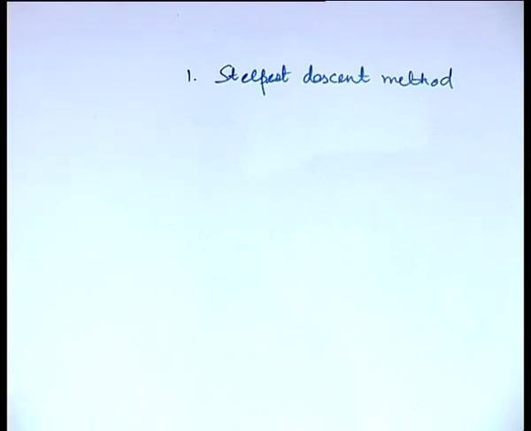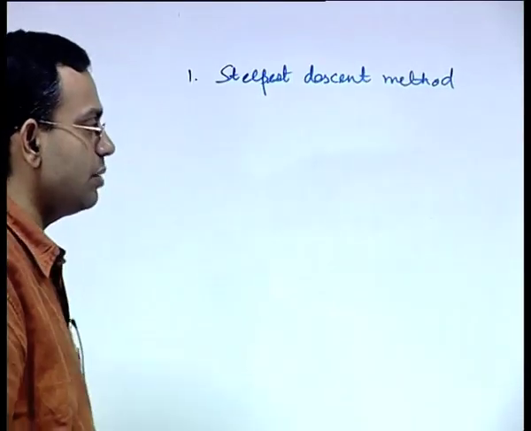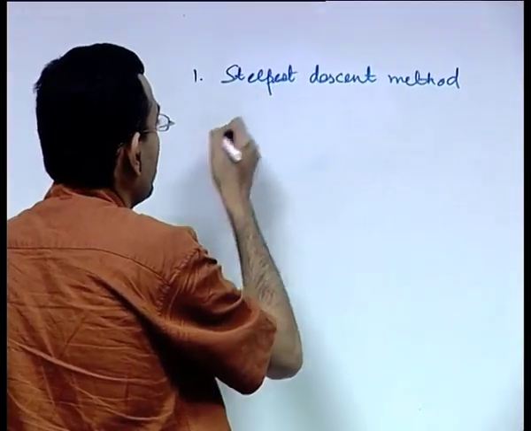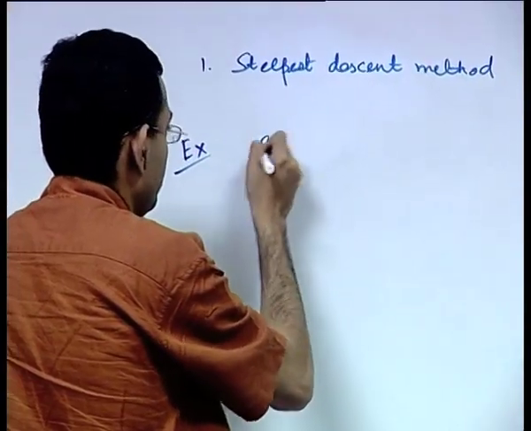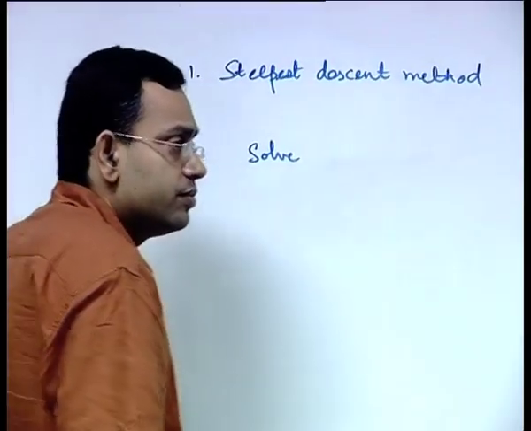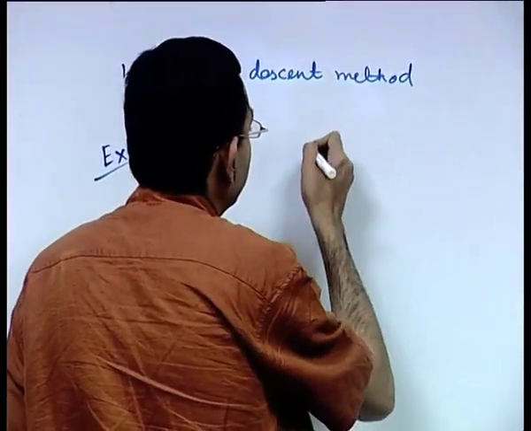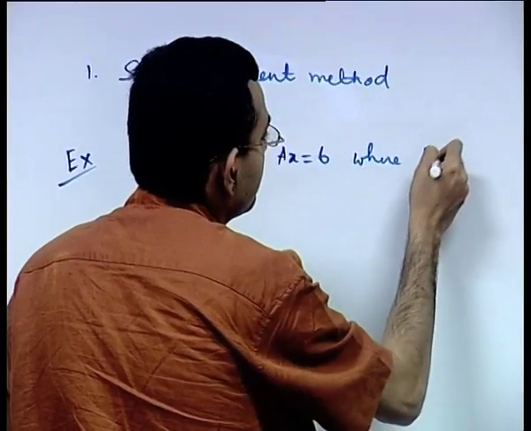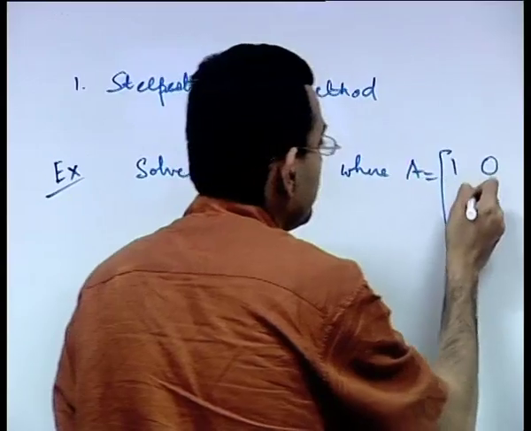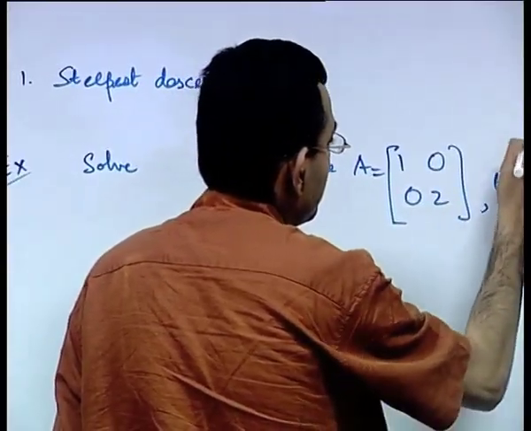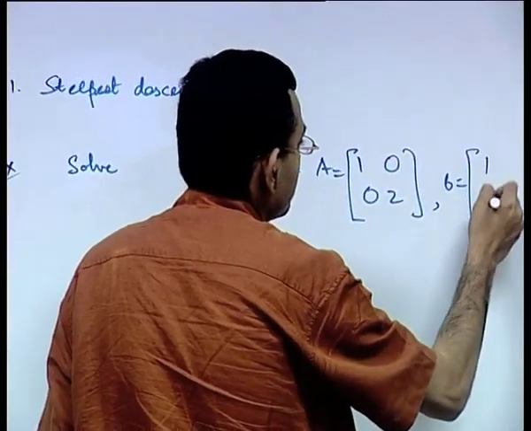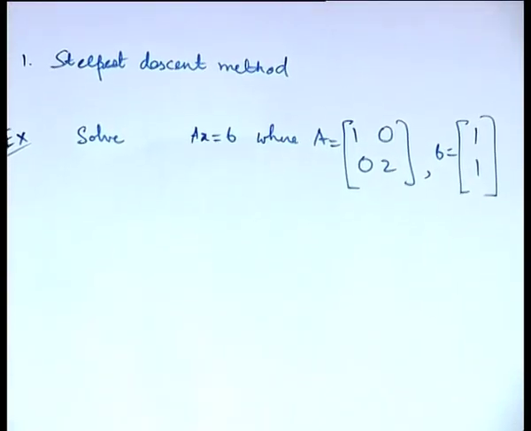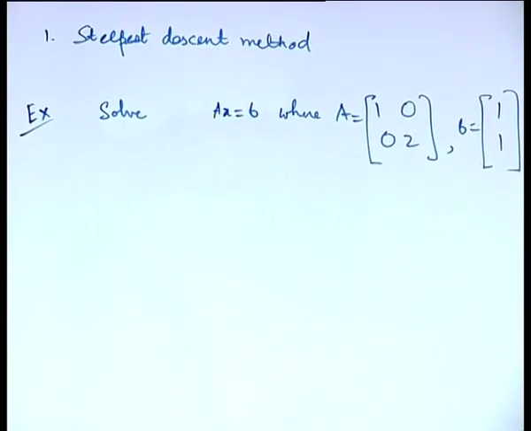We will try to learn this method through a very simple example. Let us say that we are interested to solve Ax equal to b where A is equal to this one and b is equal to 1 1.